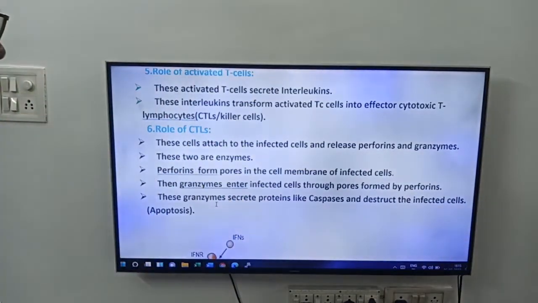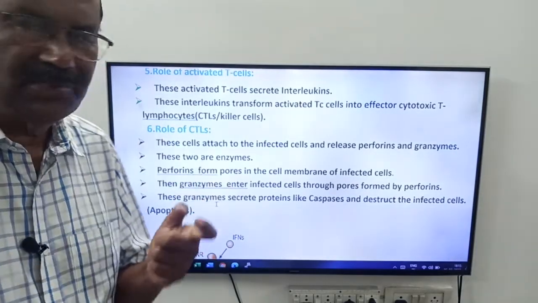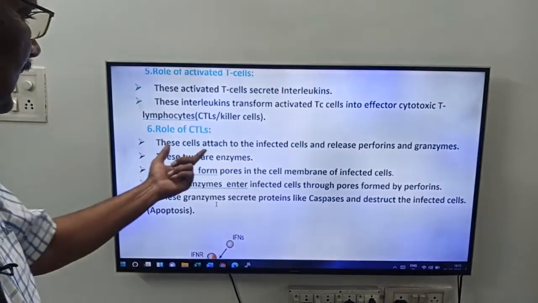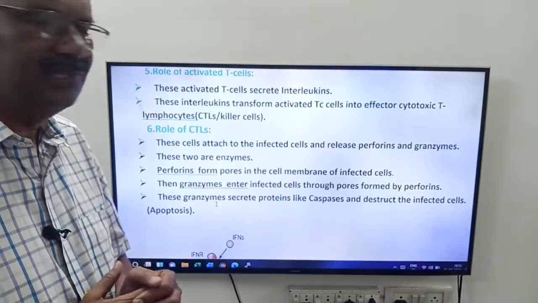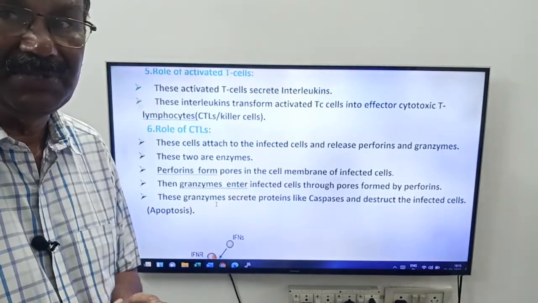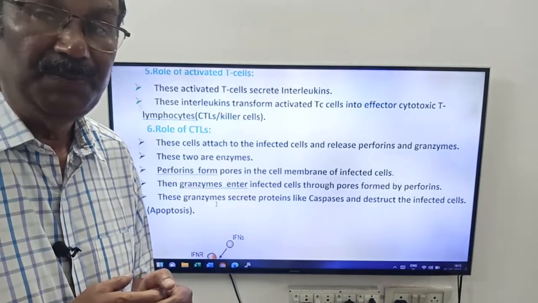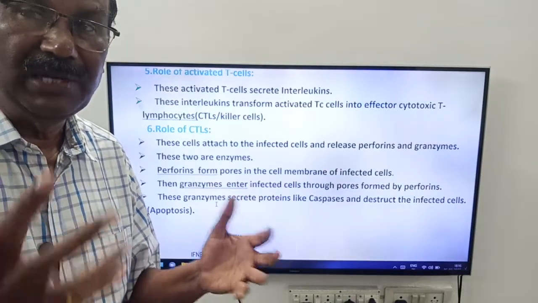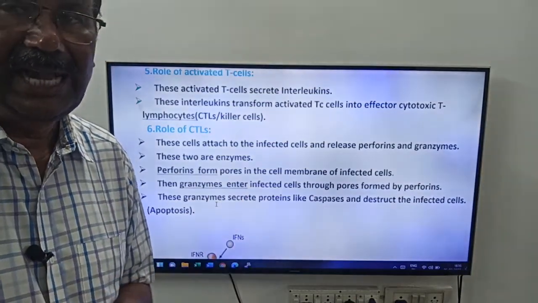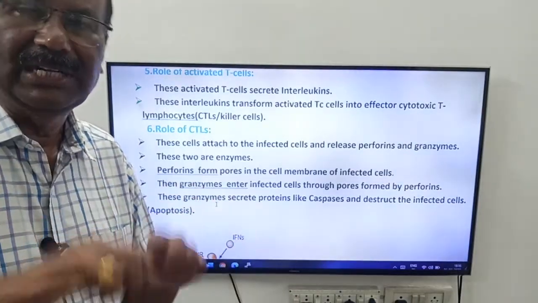Next, what is the role of CTLs, friends? What is the role of cytotoxic T lymphocytes? These cells attach to the infected cells and release perforins and granzymes. Friends, we have a 2 marks question. Perforins make pores on the infected cell. Granzymes enter into that cell and destroy it, friends.